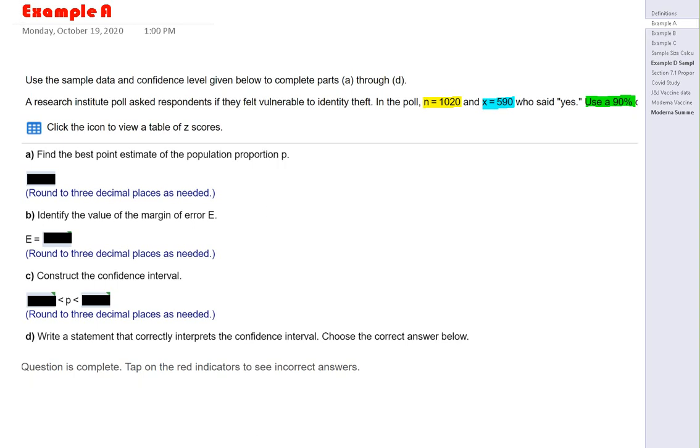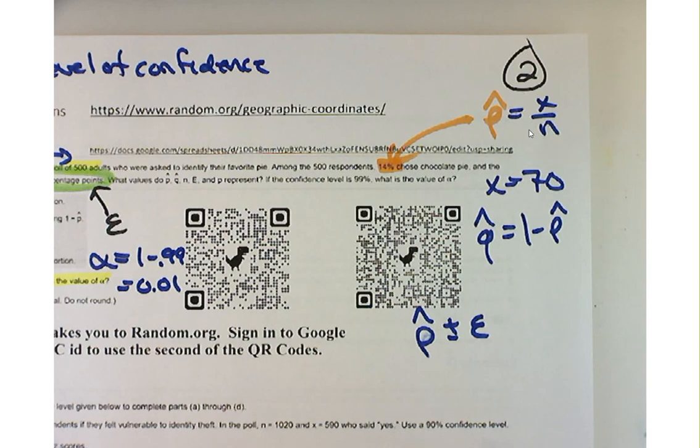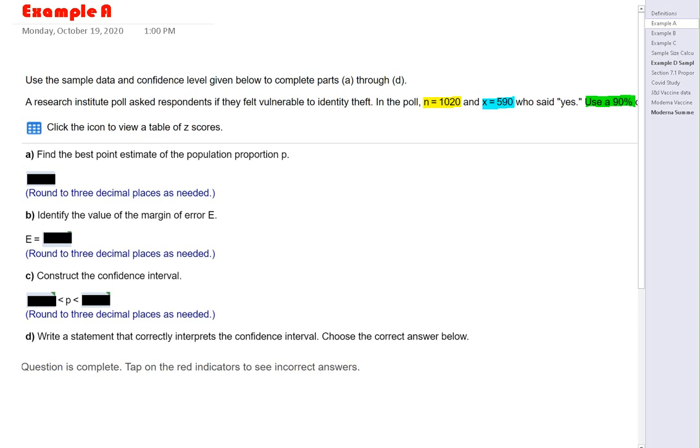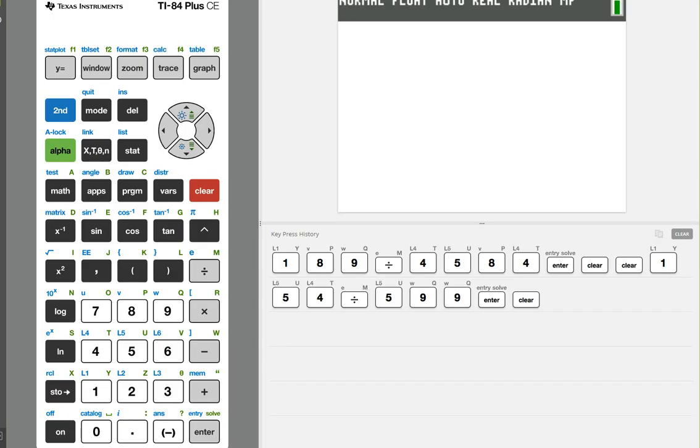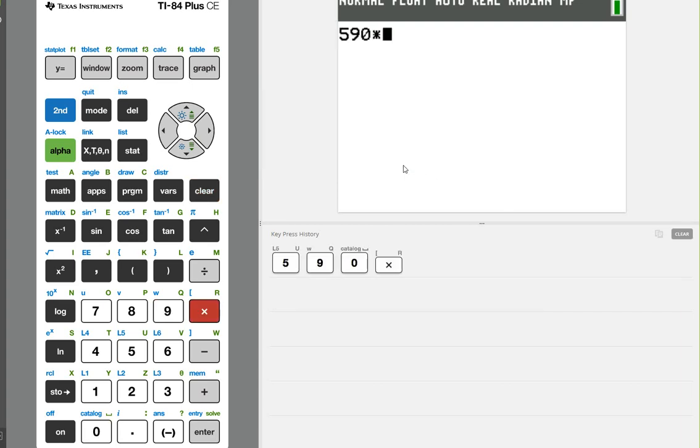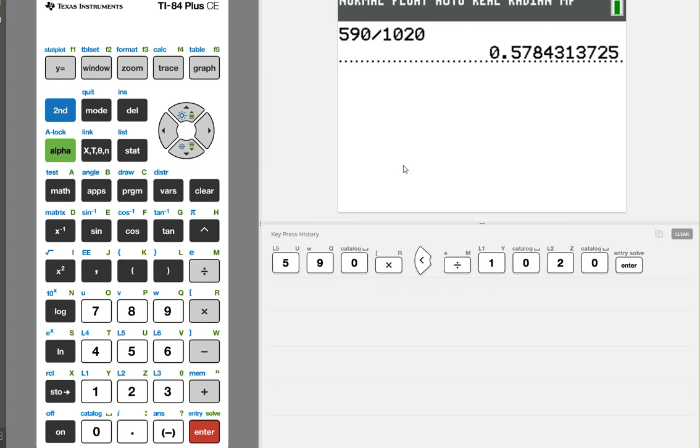Well, the best point estimate is the number of successes, which is your x, divided by the total sample size here. So what are those numbers for this particular problem? 590 and 1020. So p hat is going to be 590 over 1020, which should be a little bit less than 58%. Let's take a look here. 590 divided by 1020, 57.8%. So 0.578. Okay, looking good there.